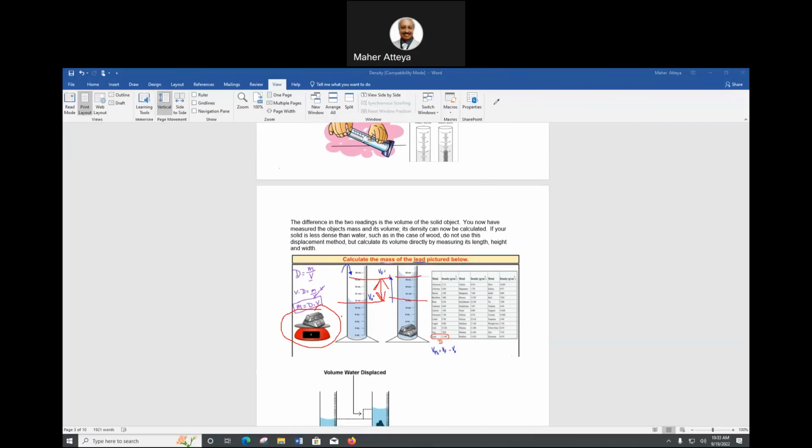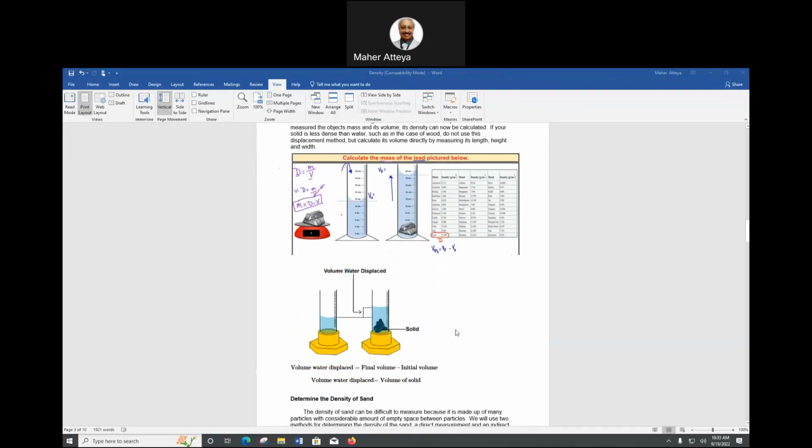Let me show you here. This is the same thing. This is the volume here. This is the beginning, the initial, this is the final, and this is the displacement. Let me erase this and show you again. So guys, this is the initial one, this is the final one, and the difference between those two readings will give you the volume of these shots, whatever the irregular object. Correct?